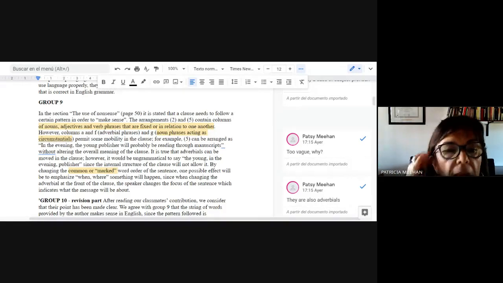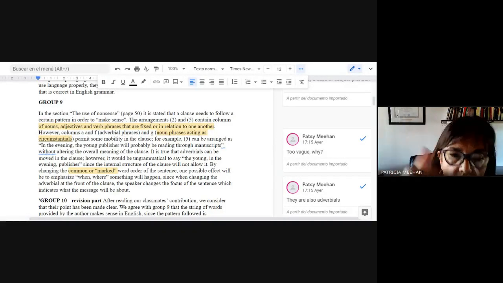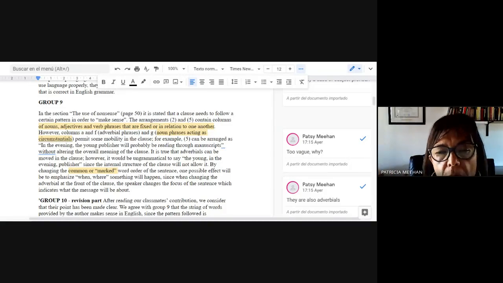Then later on at the end it says, by changing the common or marked word order. I think that what you meant is by changing the unmarked word order or the canonical word order. No se habla de common word order. Y marked es el marcado, el que no es usual. Yo creo que lo que ustedes quieren decir acá es el que es usual. Canonical or unmarked word order.